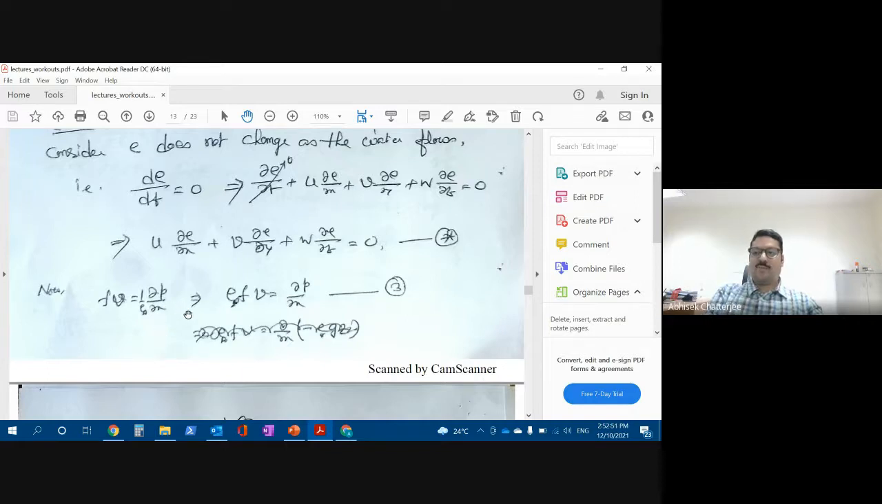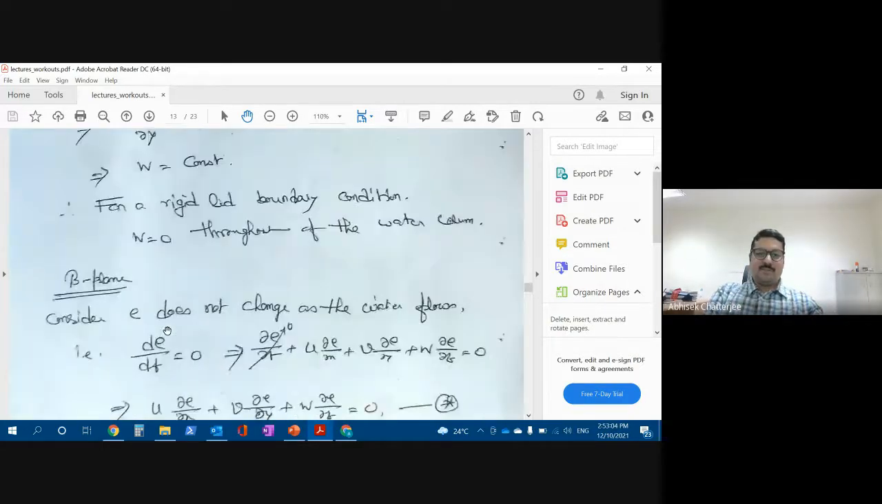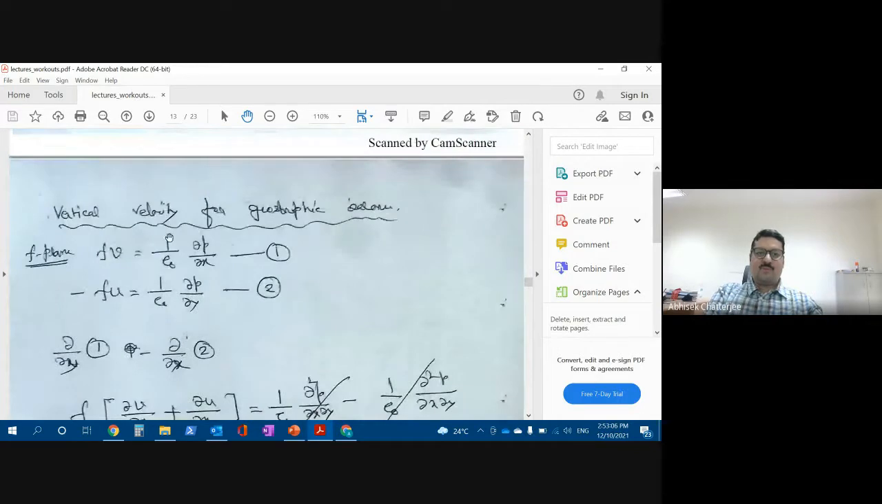Pardon me for my handwriting, it is very bad, I know. So somehow manage it. So fv equals 1 by rho naught del p by del x. That is our geostrophic equation, the v equation. Let's go to the top. fv equals 1 upon rho naught del p del x. This is my geostrophic equation.